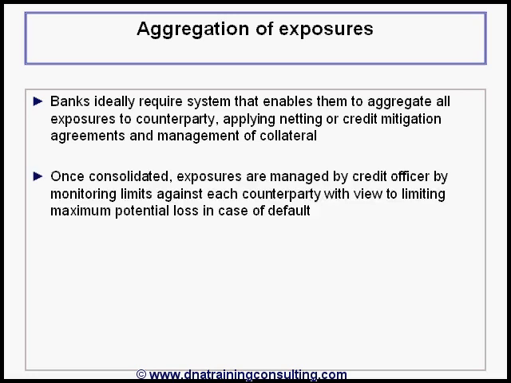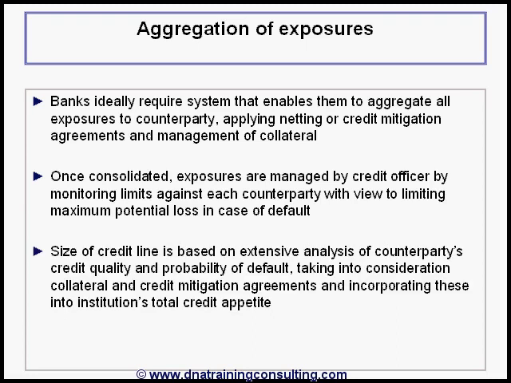Once consolidated, these exposures are managed by the credit officer by monitoring limits against each counterparty with a view to limiting the maximum potential loss to the institution in case of default. The size of the credit line is based on extensive analysis of the counterparty's credit quality and its probability of default, taking into consideration collateral and credit mitigation agreements, and incorporating these into the institution's total credit appetite.